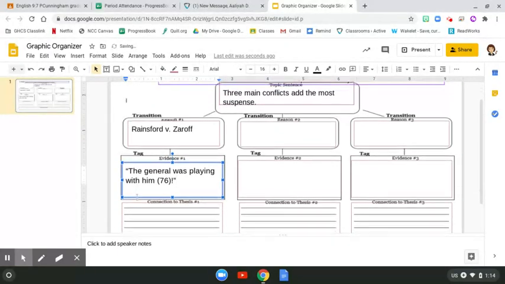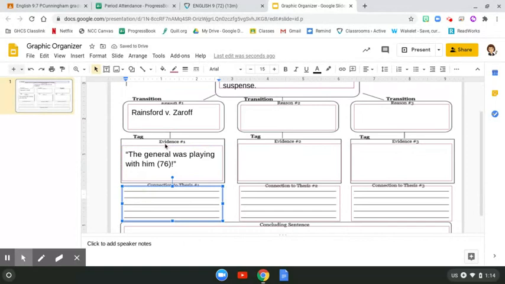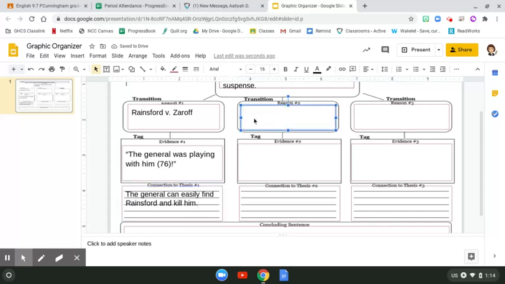All right, now here's the part where you have to add some information, the explanation. We're going to connect this quote to the thesis statement. This conflict, how does it add suspense? Well, we found out that the general can easily find Rainsford. And if the general can find Rainsford, then he'll kill him. So that's how it adds suspense. Let's add that. And kill him.